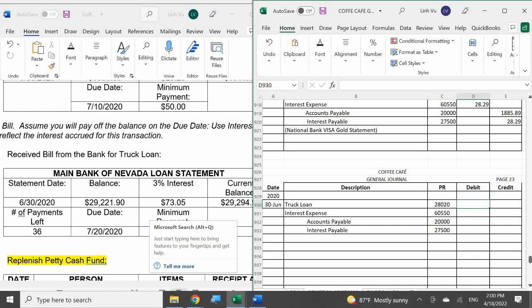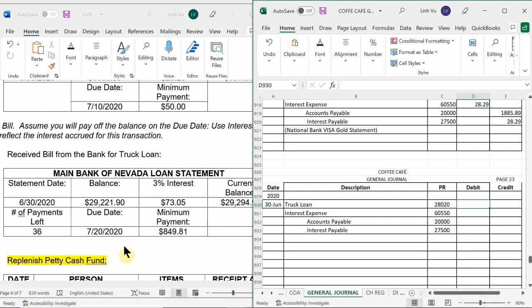Okay, so in this case, how much money is actually going to go towards my actual loan? If I'm going to make my monthly payments, because again, this is already figured out for you. This is what the bank tells you that you have to make the payment for. You can choose to pay over, but in this case, that is the bare minimum. You have to pay $849.81. So how much of that is actually going to go towards the truck loan, and how much of it is actually going to go towards interest?